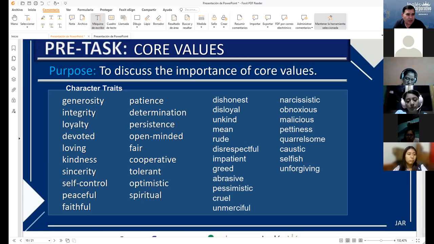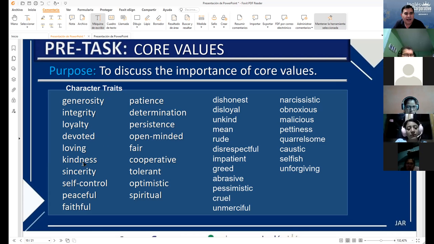Okay, check over here. Generosity, integrity, loyalty, devoted, loving, kindness, sincerity, self-control, peaceful, faithful. We have adjectives and we have nouns mixed. Patience, determination, persistence, open-minded. So open-mindedness would be there. Okay. Open-minded, fair, cooperative, tolerant.